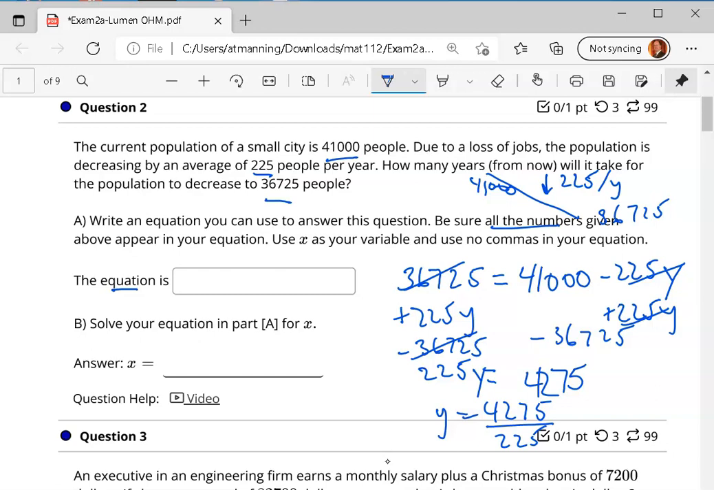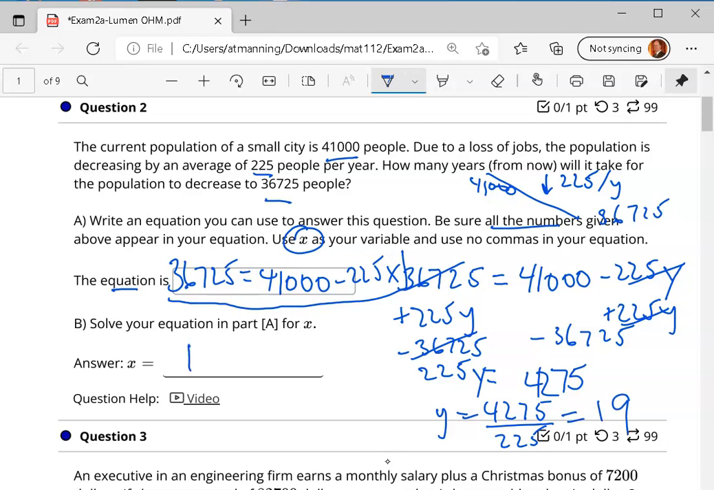Now, did they say I had to use X? Yes, they did. I wasn't paying attention to that, so I should have put X here. I like Y because that's the number of years. So I messed up with the equation. The equation should be 36,725 equals 41,000 minus 225x, because they said I had to use X. That's my equation. And I solved it for Y, but I will just replace Y with X, and that equals 19 from my calculator. So X equals 19.